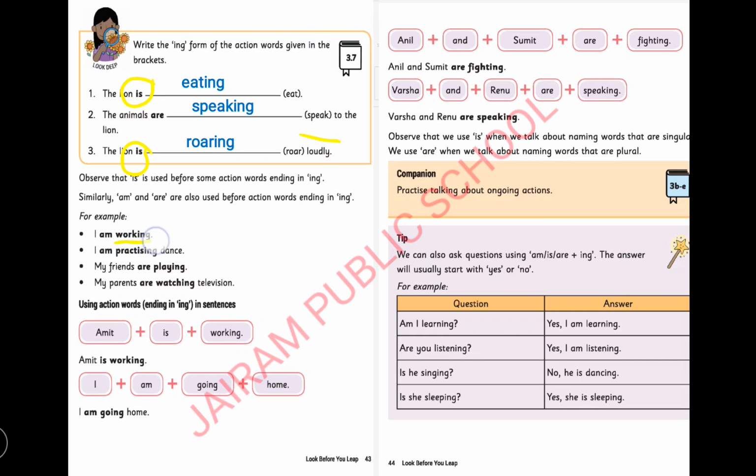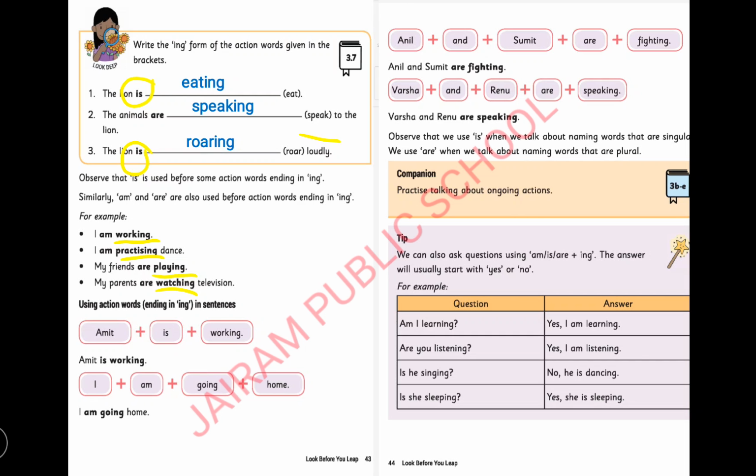Very good. Working, practicing, playing, and watching. These are all the action words. I hope you have identified them already. Am I right? Very good. Using action words ending in ing in sentences. How should we write the action words in the sentence? That is what we are going to see now.